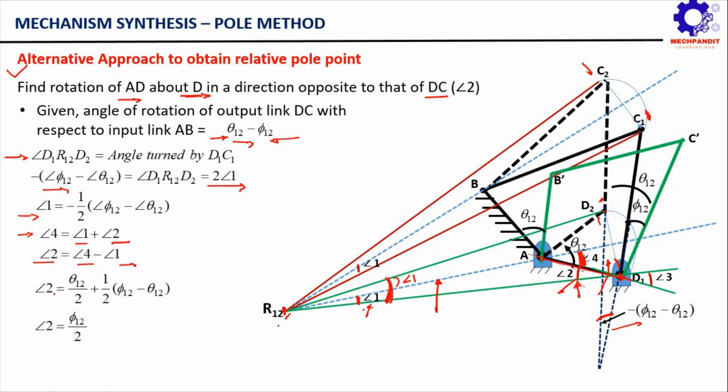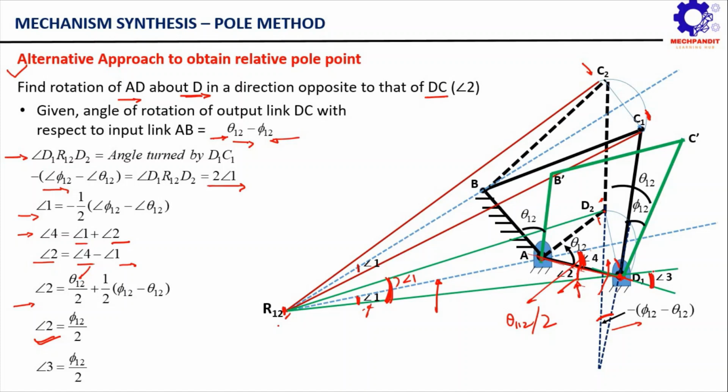Now if you observe here, this angle 2 can be simply written down. What is this angle 4? This is simply theta 12 divided by 2. We know that this link AD is getting rotated from position A D1 to A D2, so this angle is simply theta 12 divided by 2. Now after substituting this angle here, we can calculate this angle 2 is equal to phi 12 divided by 2. Now we know that this angle 3 is equal to angle 2, right? So what is this angle 3? Let us check it out. You can see here, these two are vertically opposite angles, right?